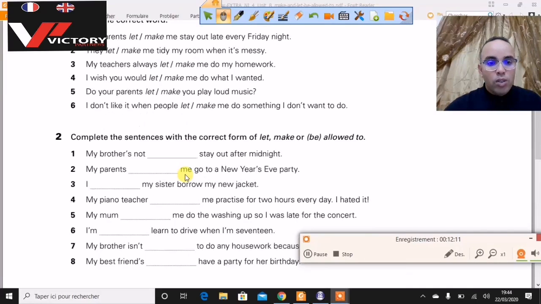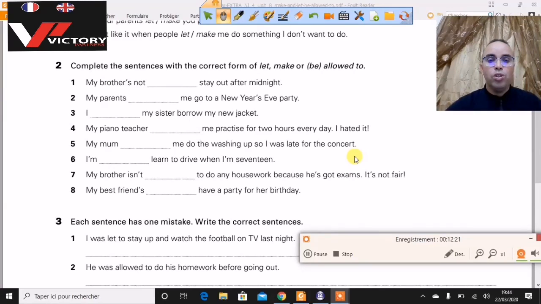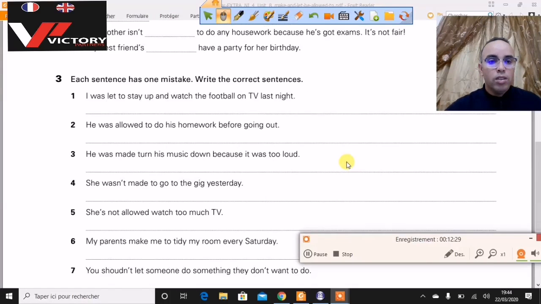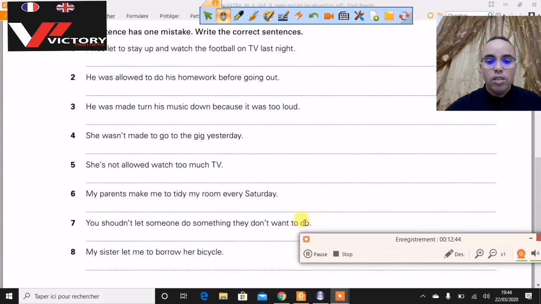Number two, try to complete the sentences you have got here with the correct form of let, make, be allowed to. And then do exercise number 3. So this is exercise number 2, and then number 3. You have got some sentences here. These sentences contain some mistakes. You are going to rewrite these sentences and correct the mistakes you have got there.